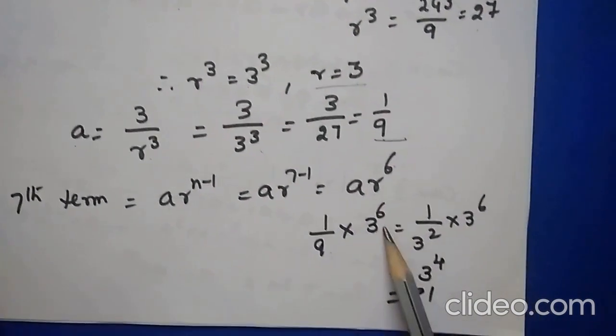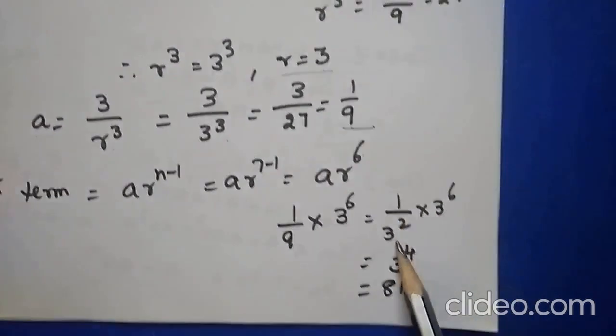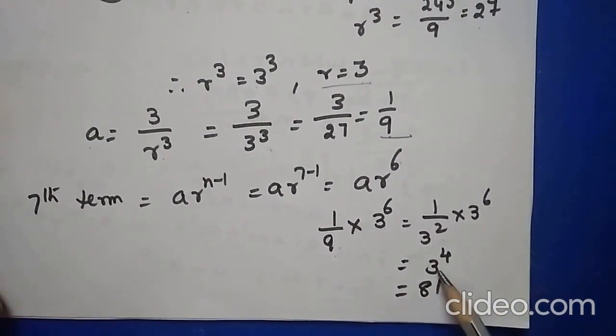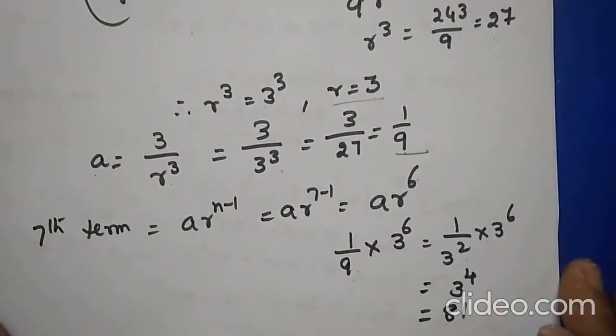3 to the power of 6. 9 you can write as 1 by 3² into 3 to the power of 6. Now you are getting 3 to the power of 4. What is the value of 3 to the power of 4? 81. Therefore the answer is 81.